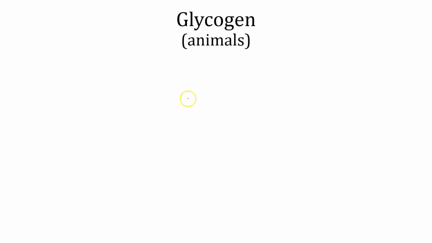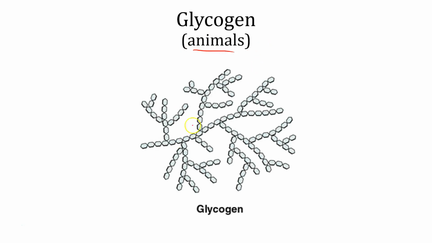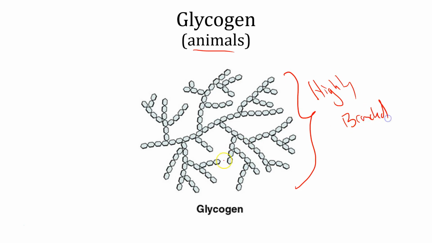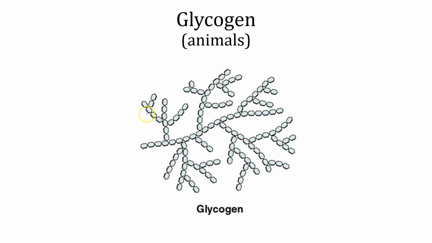All right, glycogen is very similar to starch. It's just that it's the one that's found primarily in animals. And it's characterized by being super branched. Okay, this stuff is highly branched. And you can see, I mean, there's a lot of different branches coming off of branches. But despite that, it's very similar to starch in the sense that each one of these things is made out of glucose.